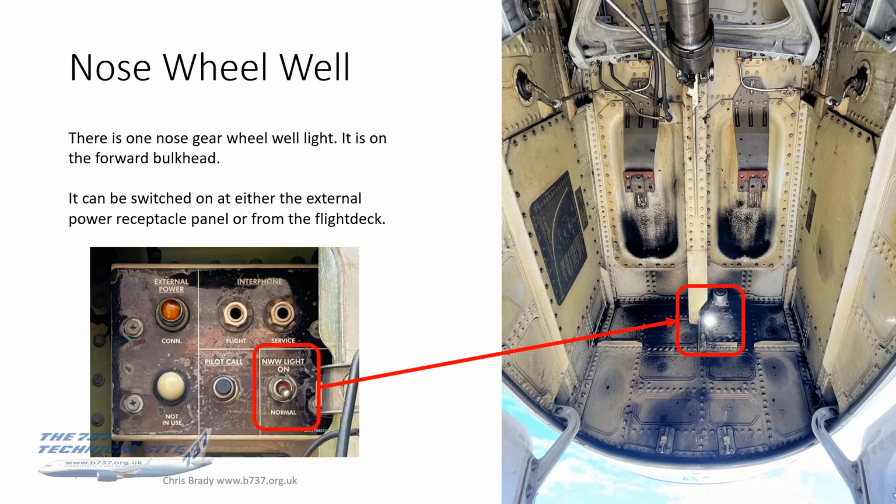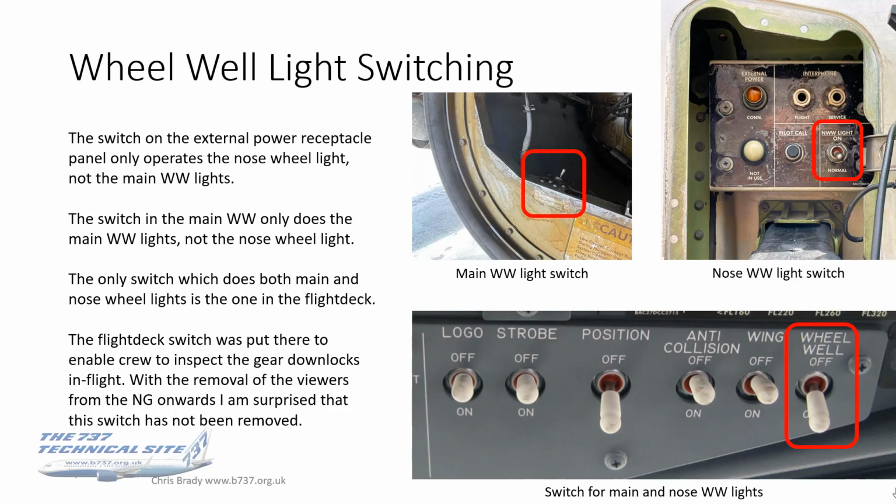The nose wheel well has a light as well, just one, and it's on the forward bulkhead. You can switch it on either at the external power receptacle or from the flight deck. And just a word about wheel well light switching. The switch on the external power receptacle panel only operates the nose wheel light, not the main wheel well lights. Similarly, the switch in the main wheel well only switches the main wheel well light, not the nose wheel well light. The only switch which does both mains and nose wheel lights is the one in the flight deck.